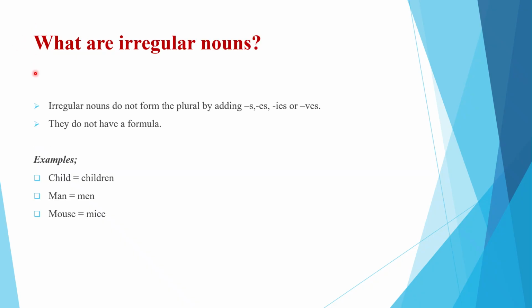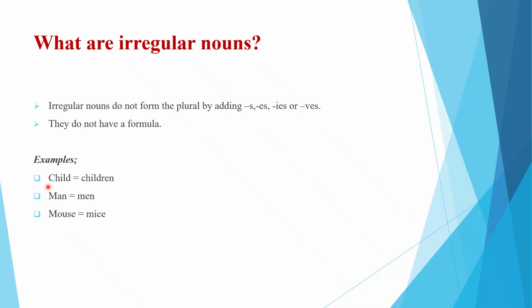So the big question is, what are irregular nouns? We know that irregular nouns do not form the plurals by adding either s or es or ies or ves like the regular nouns, because they don't have a formula. We need to learn them, you memorize them, you understand them for you to be able to use irregular nouns. You can have a look at some examples down here.